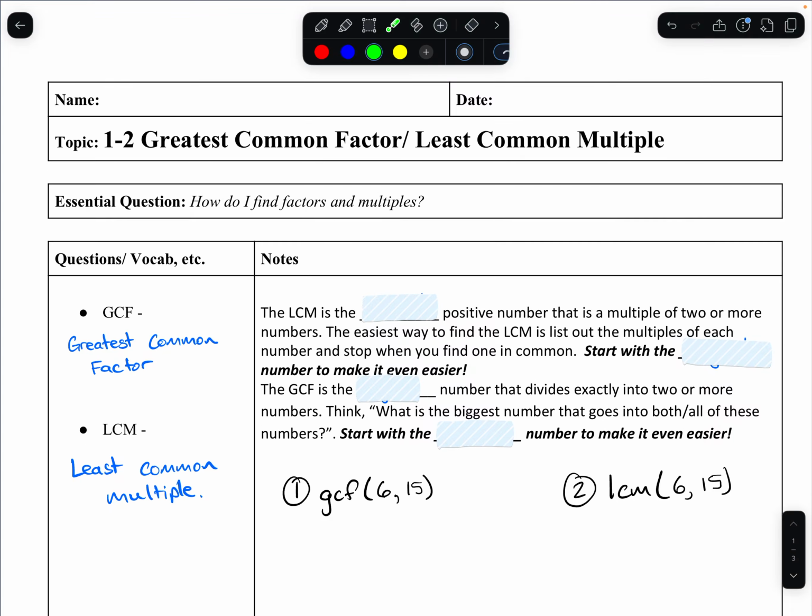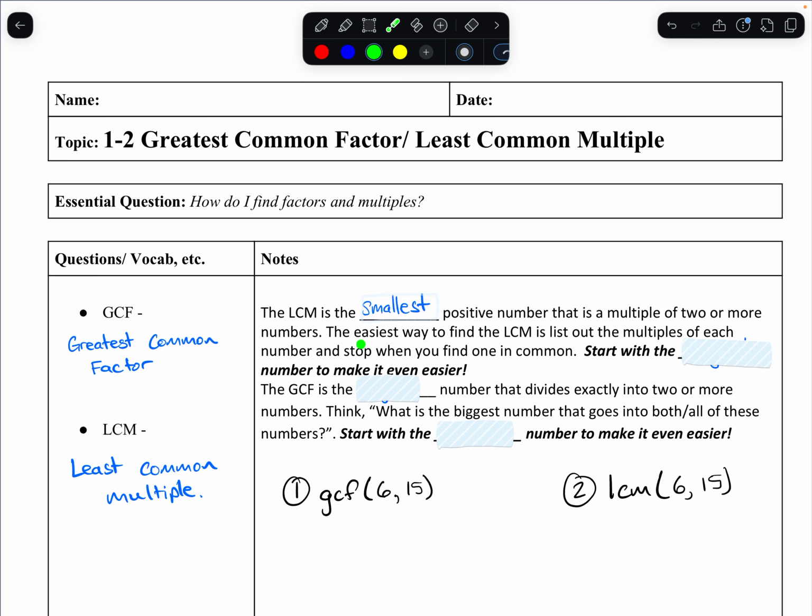Now, again, just because you know what a word means in English doesn't necessarily mean you know what its specific definition is in math. So when we say least common multiple, we're not talking about some collectible that's not very common, like it's rare. We're talking about a smallest number that is common to two or more different numbers, right? So let's talk about the LCM. It's going to be the smallest positive number that is a multiple of two or more numbers.